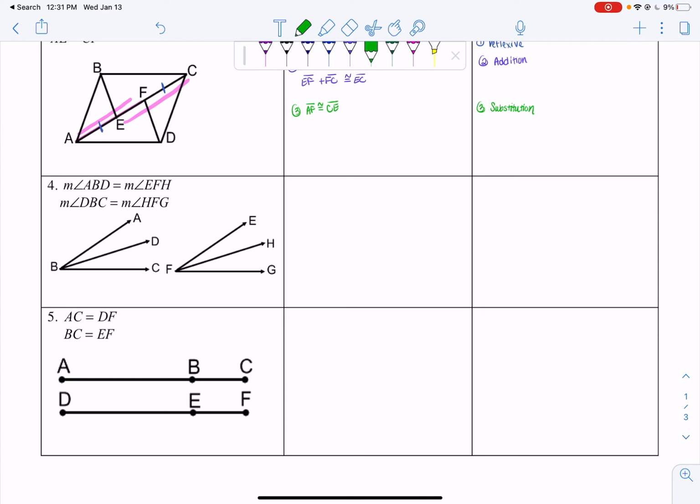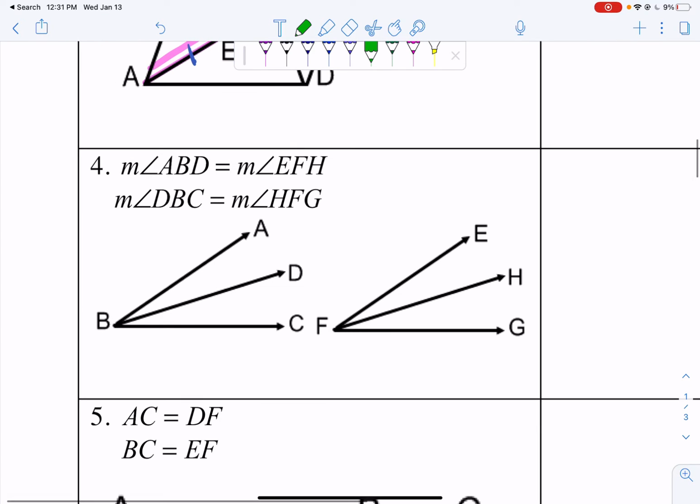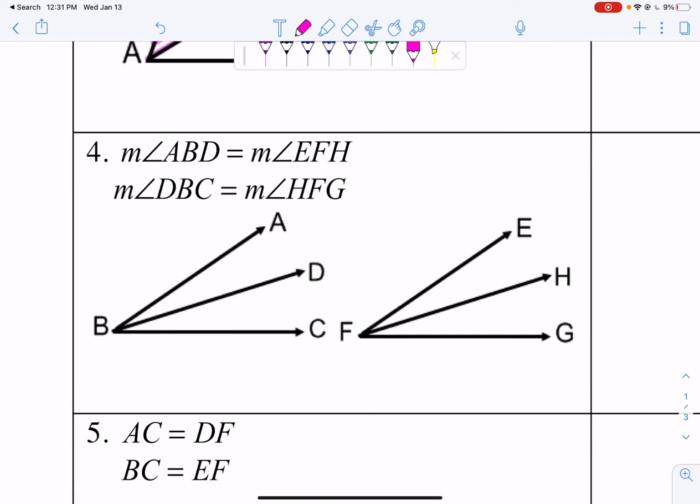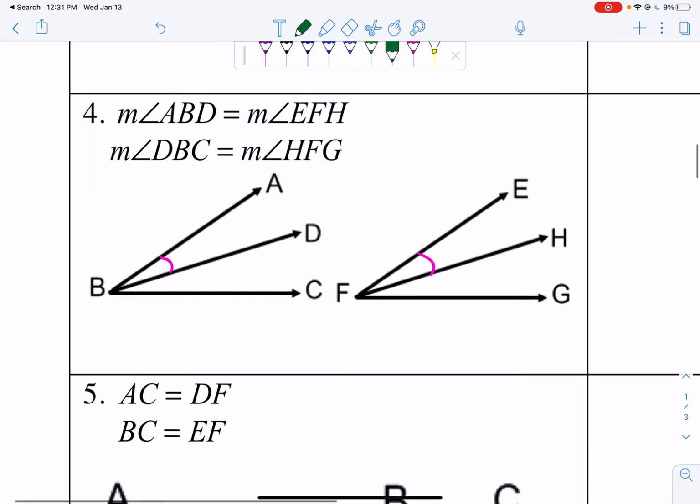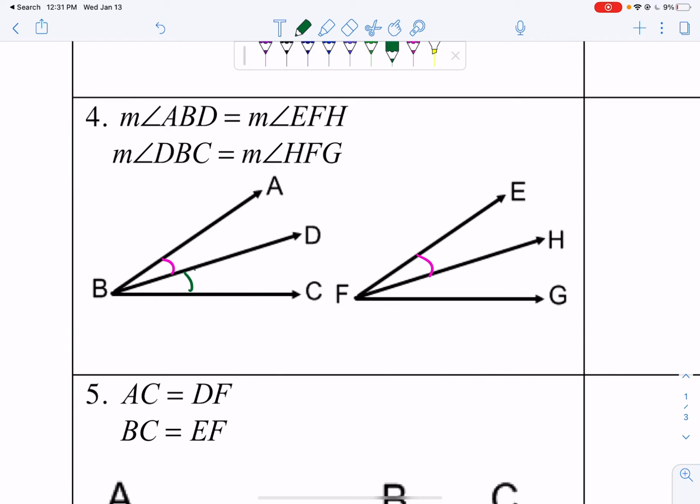The measure of angle ABD is congruent to the measure of angle EFH, so I'm going to mark it. ABD is right here. I'm going to do one semicircle, and that's congruent to EFH. I also know that angle DBC is congruent to angle HFG. So if I look, I have one semicircle and one semicircle, and then two semicircles and two semicircles. So I can eventually say that those whole angles are congruent to each other.